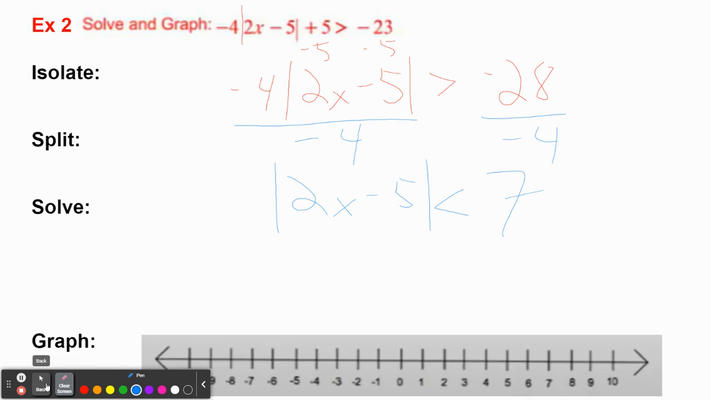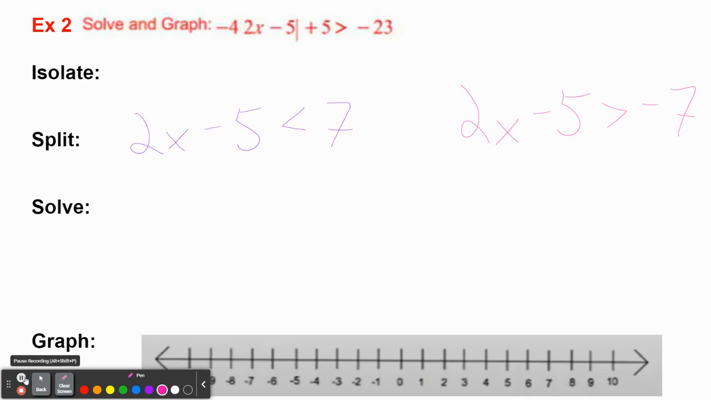I'm going to rewrite that. Okay. On the left, I have my 2x minus 5 is less than 7. It's just the way it was a moment ago. However, on the right, I have made it negative 7, and I have flipped the inequality. 2x minus 5 is greater than negative 7. All right, so let's solve the left one first. Adding 5 to both sides is going to get me to 2x is less than 12. Divided by 2, don't need to flip anything. Everything should be good as is.